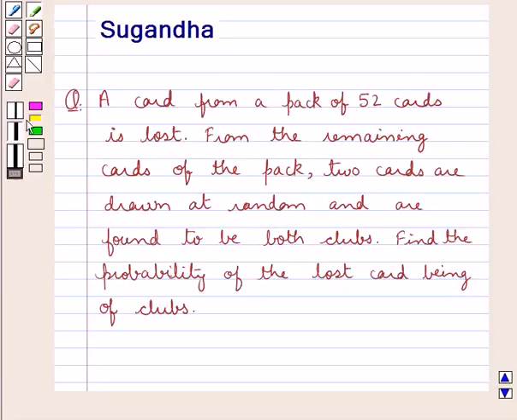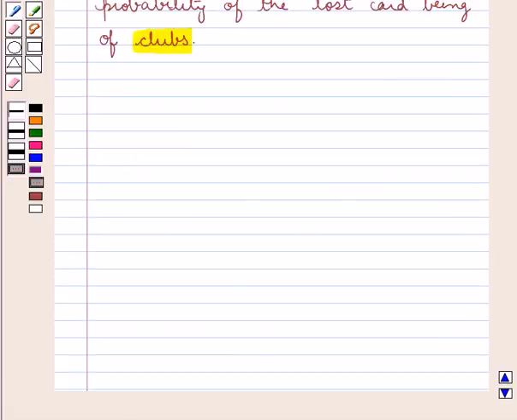Welcome to the session. In this session, we discuss the following question, which says, a card from a pack of 52 cards is lost. From the remaining cards of the pack, two cards are drawn at random and are found to be both clubs. Find the probability of the lost card being of clubs. Before that, let's discuss the conditional probability and Bayes' theorem.